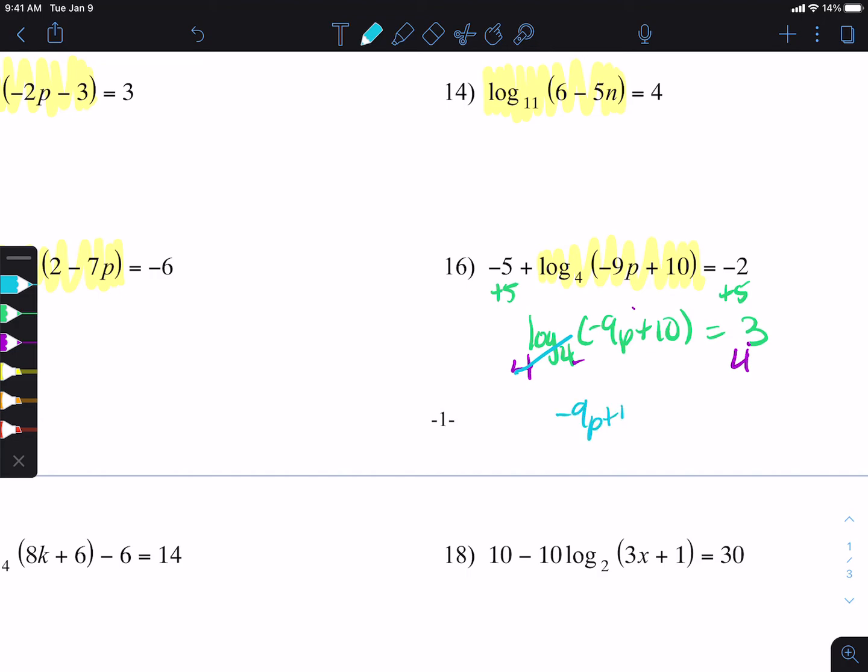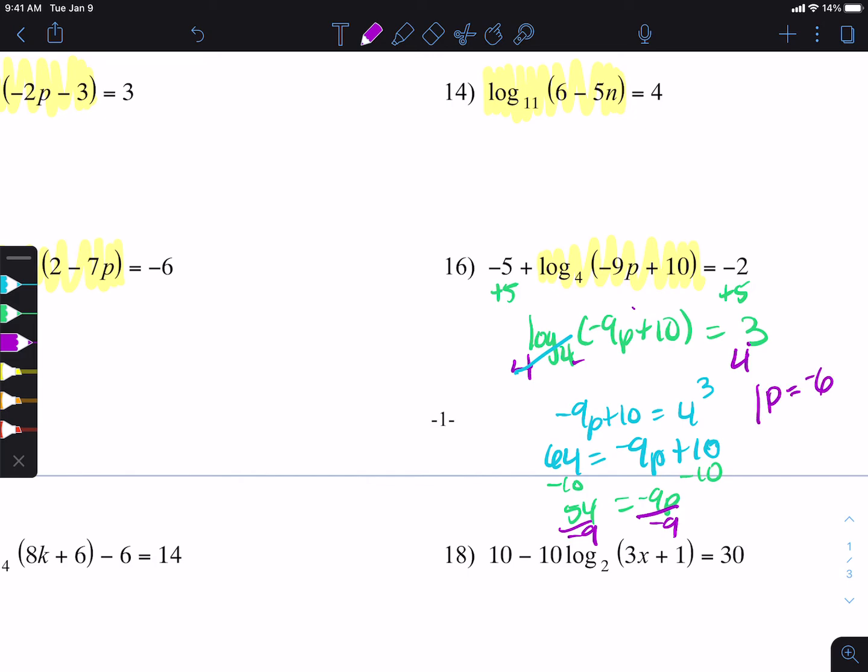So we get negative 9p plus 10 equals 4 to the third. So if we do 4 to the third in the calculator, we've got 64 equals negative 9p plus 10. I switched which side the two things on my equal sign are, but that's still fine. So we subtract 10, that gives us 54 equals negative 9p. So then we're trying to get the p by itself, so we want to divide by negative 9. So then we have 54 divided by negative 9, which gives us negative 6. So our p is negative 6.